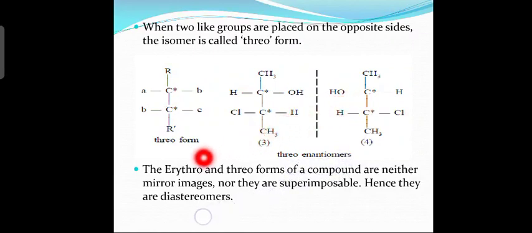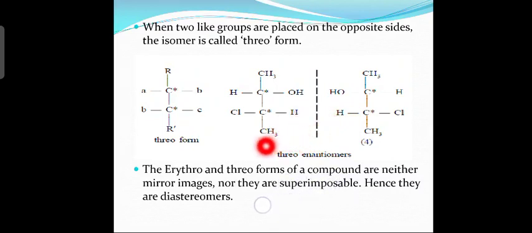Okay, the erythro and threo forms of a compound are neither mirror images nor superimposable. When you compare the threo form and the erythro form, which you saw in the previous slide, they are neither mirror images nor superimposable. They are not mirror images. In threo, you have the mirror image.